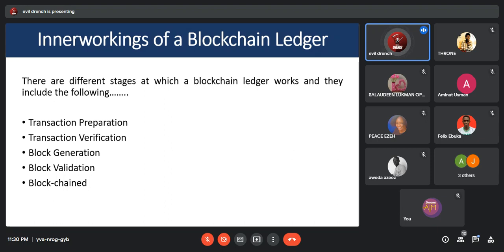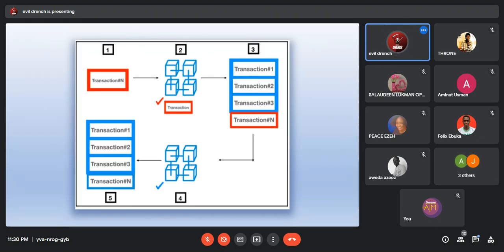Right? We are going to see this in the next slide. Everything I will explain, from transaction preparation to transaction verification to block generation to block validation, then a block is being created and added to a blockchain. Okay, let's go to the next slide.